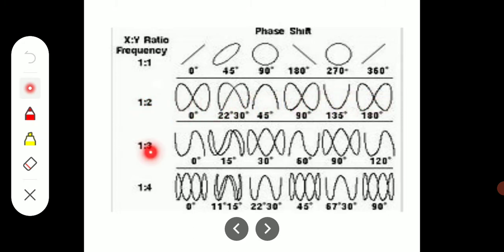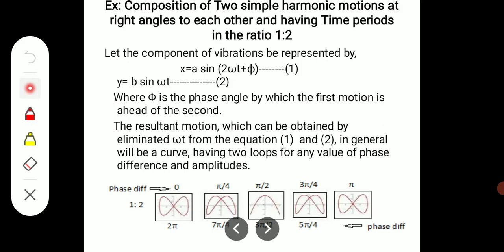If it is 1 is to 3, then the pattern is more complex, and in 1 is to 4, it is more and more complex. So if we increase the ratio, the pattern also varies. These patterns are used to design different figures. We can use this method of Lissajous figures.